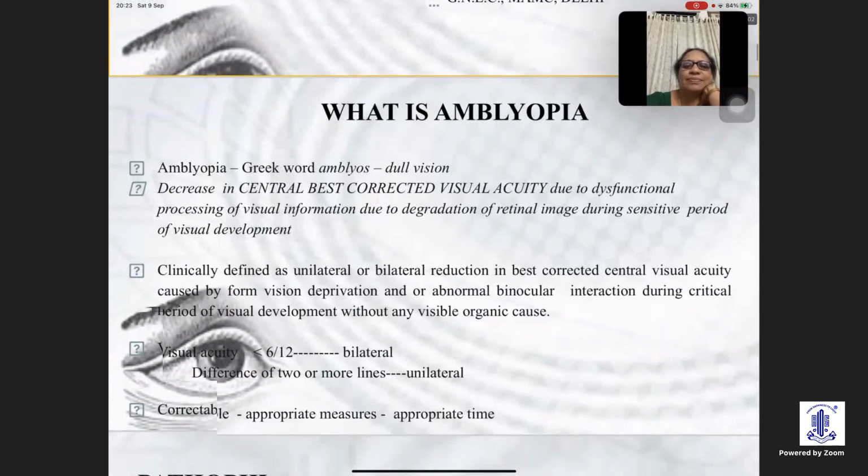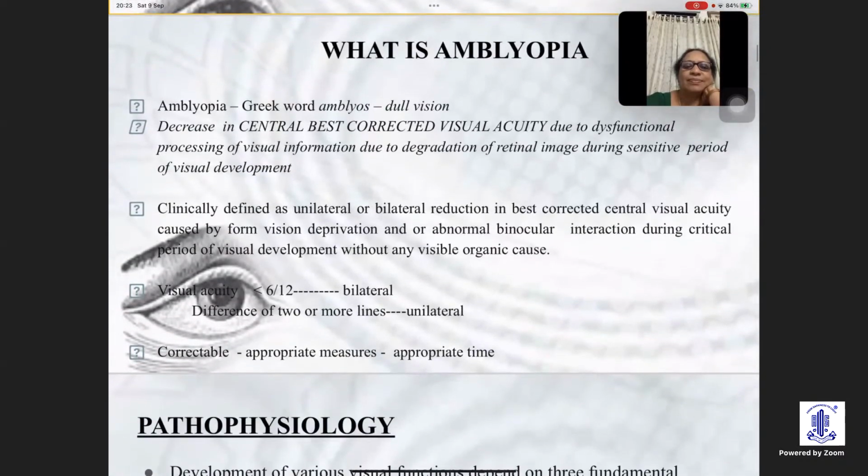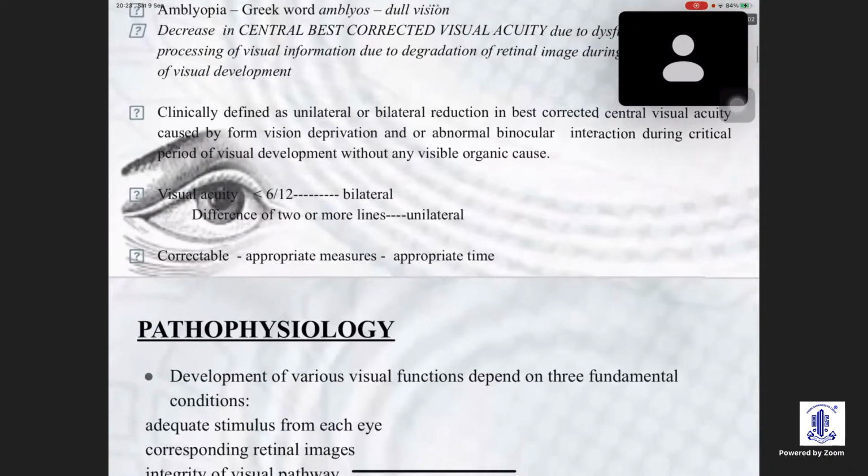So basically, the first step is what is amblyopia. Amblyopia is derived from the Greek word, which means dull vision. Clinically, it is defined as unilateral or bilateral reduction in best corrected central visual acuity, caused by form vision deprivation and abnormal binocular interaction during the critical period of visual development without any visible organic cause. The visual acuity should be less than 6/12 for bilateral amblyopia, and there should be a difference of 2 or more lines for unilateral amblyopia, and it is correctable if appropriate measures are applied at the appropriate time.